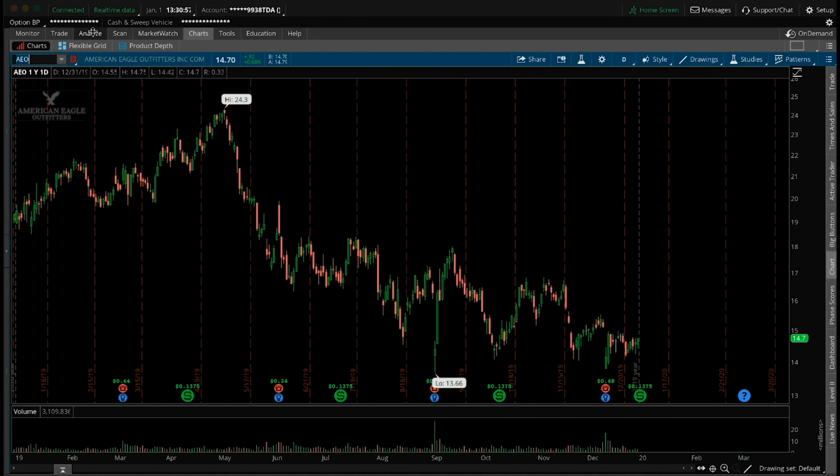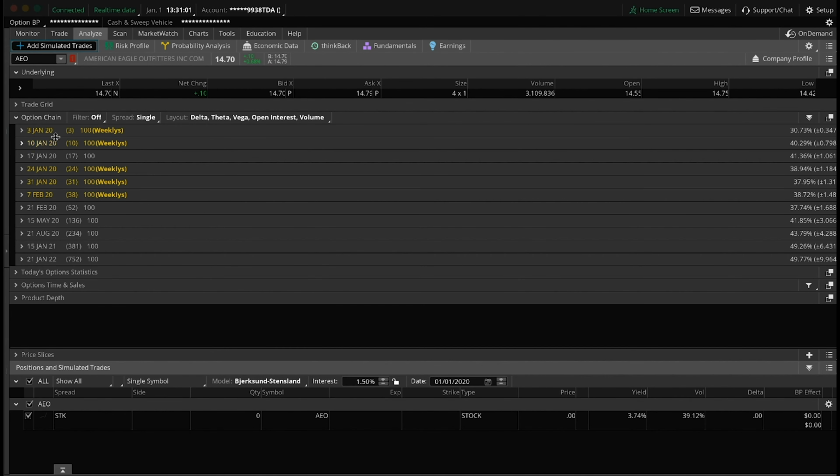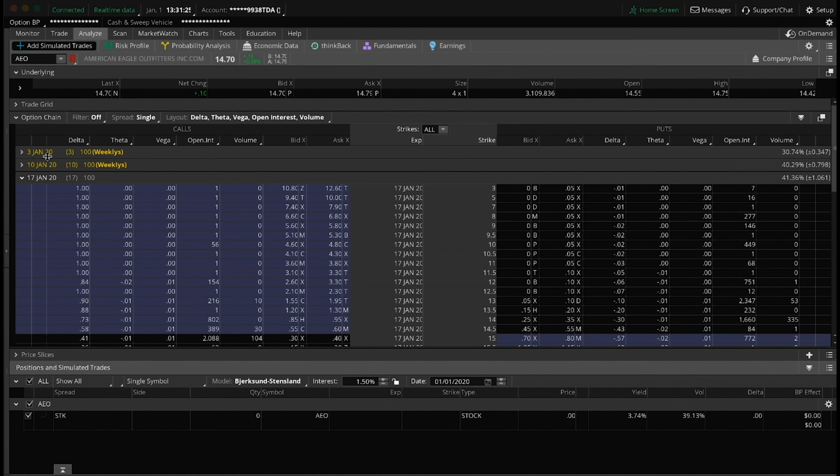So I'm going to go over to the Analyze tab here, and these are all the monthly expirations that we have to choose from. Now, I think this type of trade works best on a monthly schedule, but today we've got this January at 17 days to expiration, and then the February at 52 days to expiration. So I'm going to go a little shorter this time around and choose this 17 January 2020.